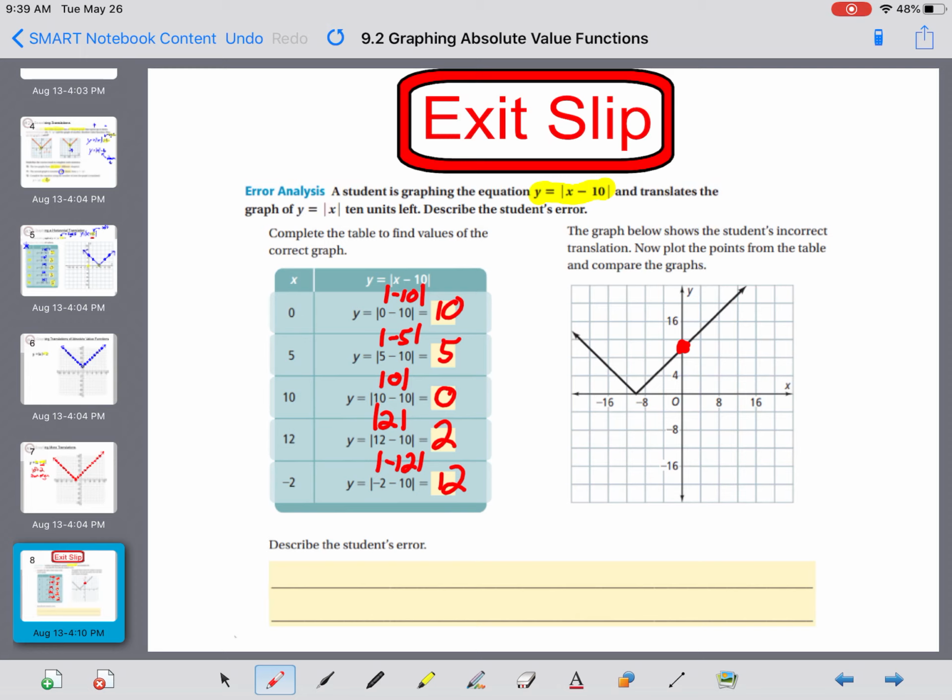So this student messed up their example on the graph. 0, 10 is right here. So that looks okay. 5, 5 though. Right 5, up 5. It's about right here. 10, 0. Right 10 over 0. 12, 2. Right 12, up 2. Negative 2, 12. Left 2, up 12. It's about right here. So here is your absolute value.